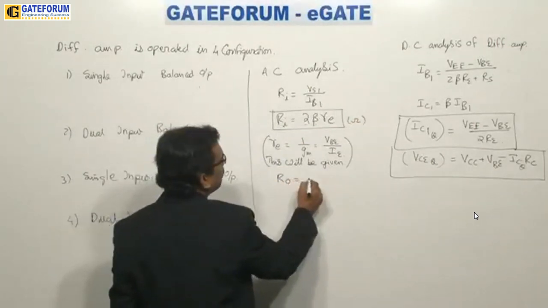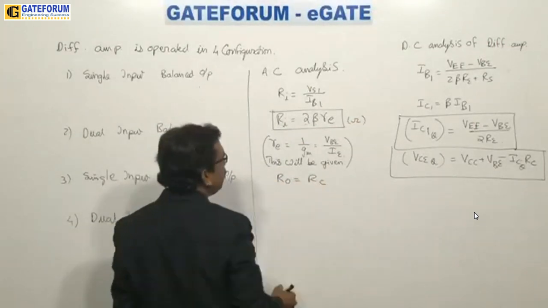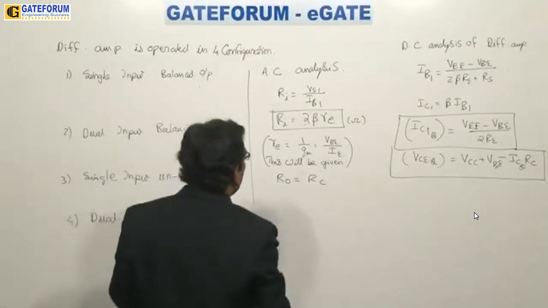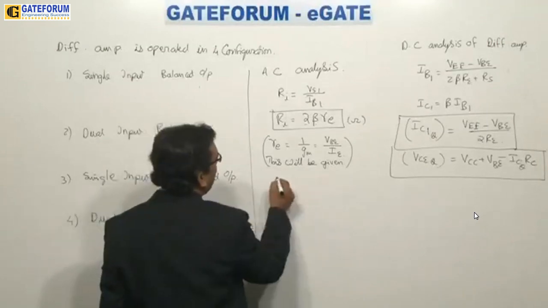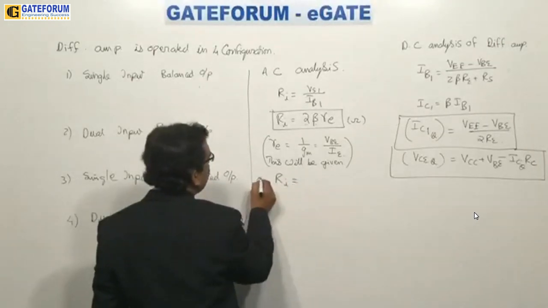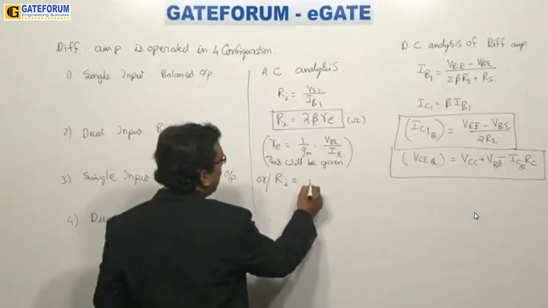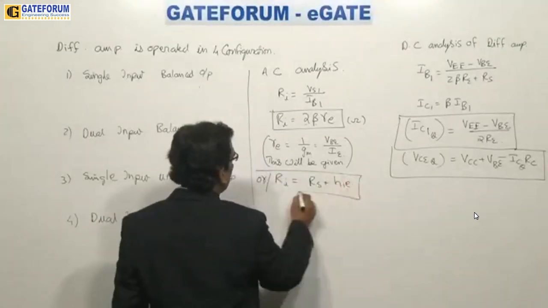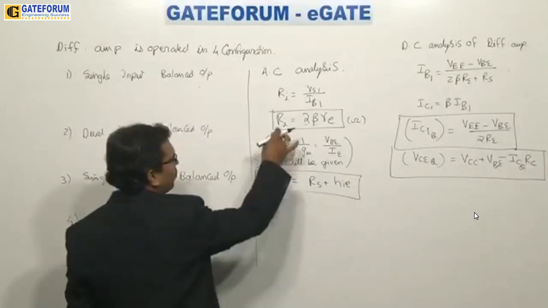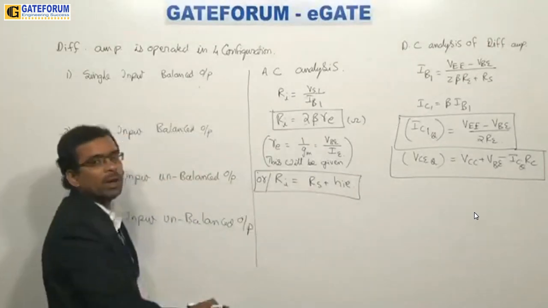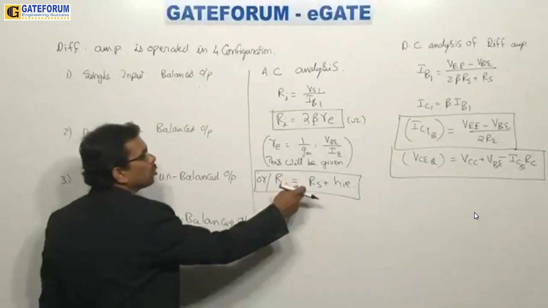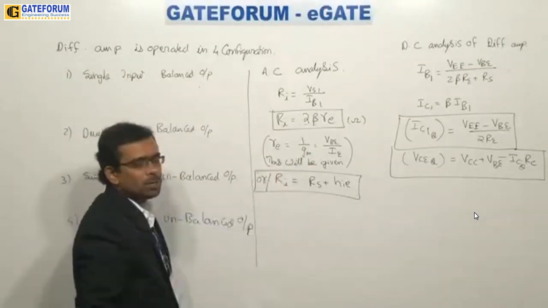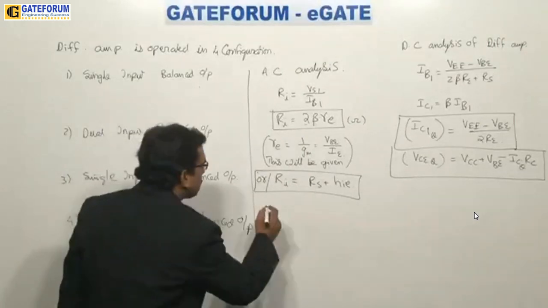Next, input resistance. Output resistance is nothing but here, only RC you are going to get for this. Okay. And you have another formula for RI also: RS plus HIE. There is another formula, but this we generally don't use, we try to use this only more. By both means you will get the same answer only, okay, right.